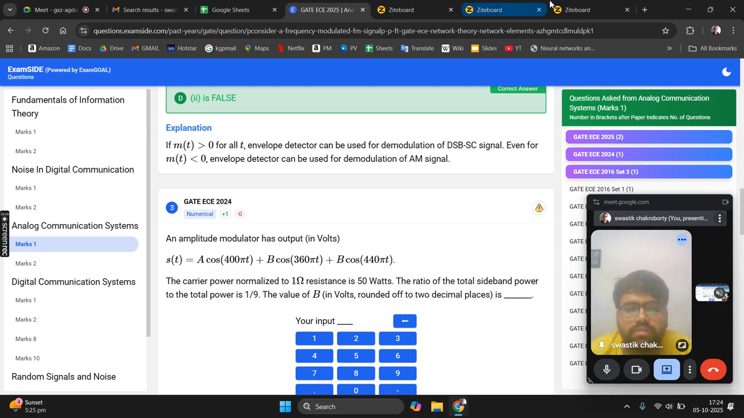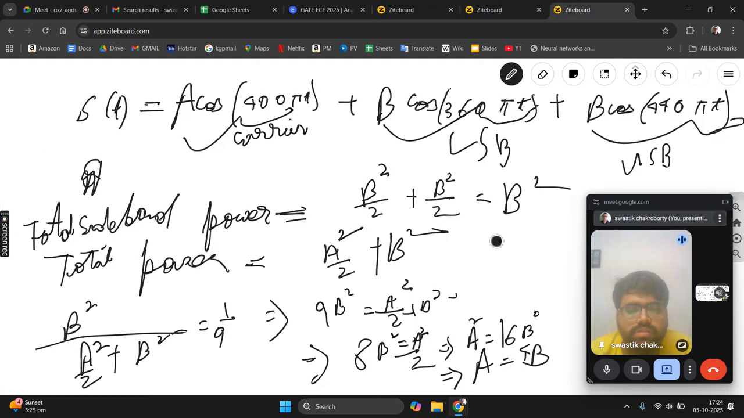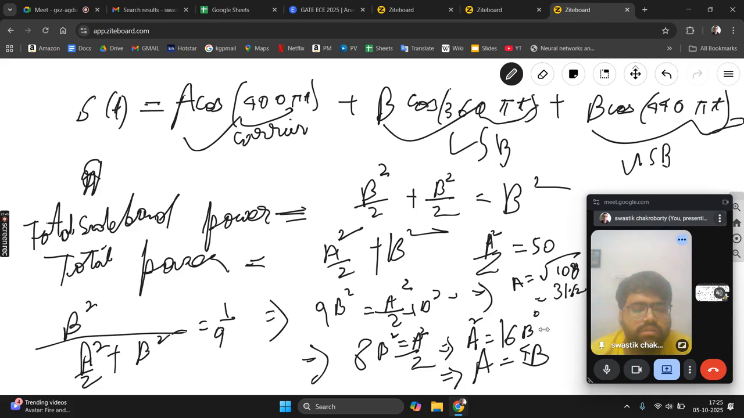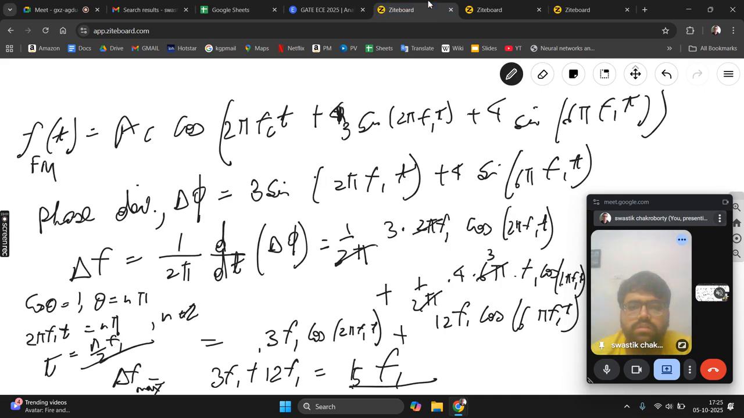Next, A squared by 2 is given to be 50 watts, as it is normalized to 1 ohm. So A equals root 100, which is 31.62. So B is equal to 31.62 by 4, which is approximately 32 by 4, or 8. So it is 8.